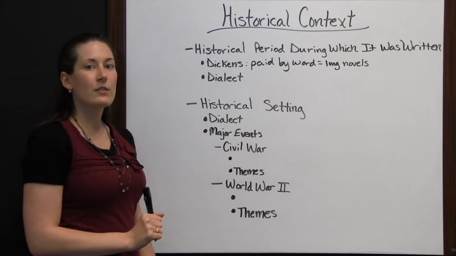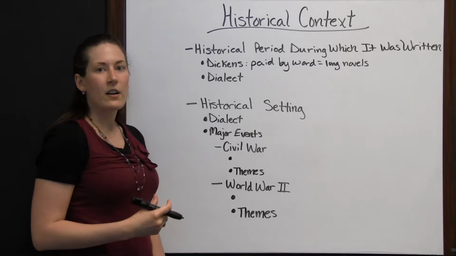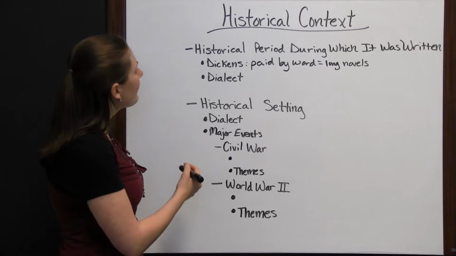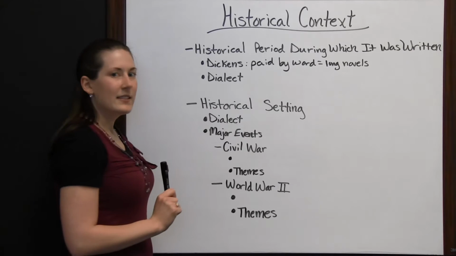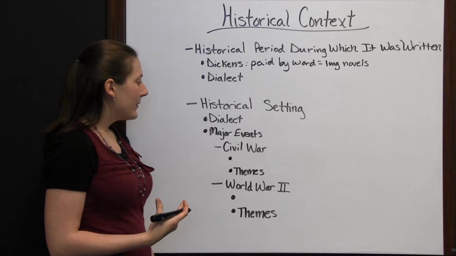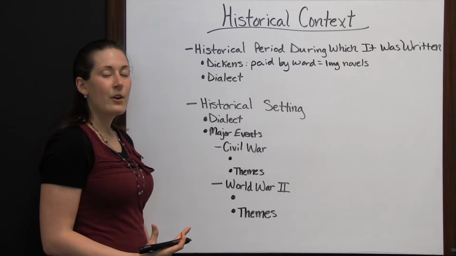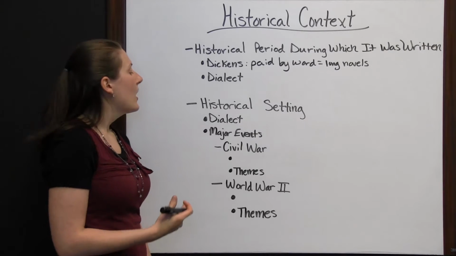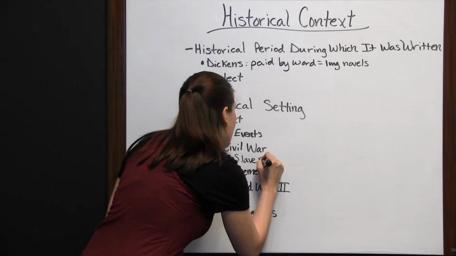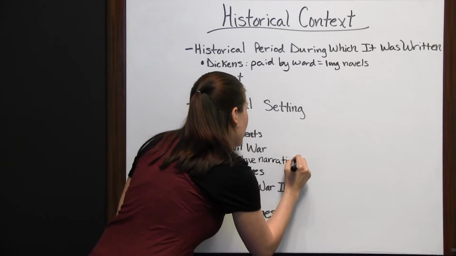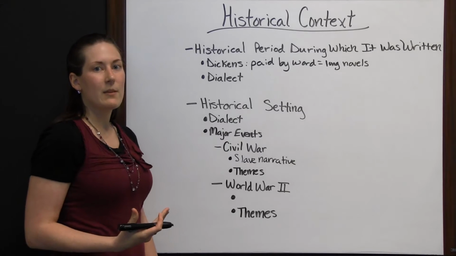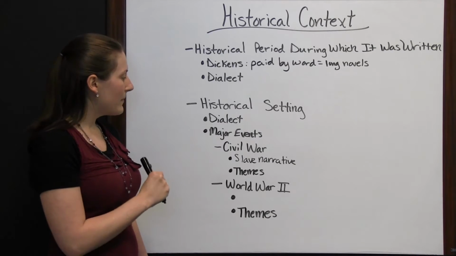Another thing to pay attention to with historical setting is major events that are going on. You want to be familiar with the time period during which a story is set so you can have a better understanding of it. One example is the Civil War. During the Civil War, slavery was the normal thing in the South. Whenever the Civil War is over, lots of people that used to be slaves wanted to tell their story. And so what came about were slave narratives. These painted a picture of what slave life was actually like during that time. It was an actual account from that time period.